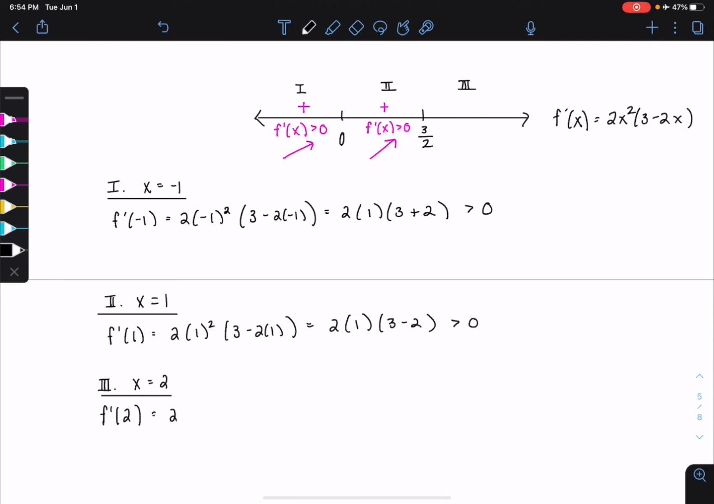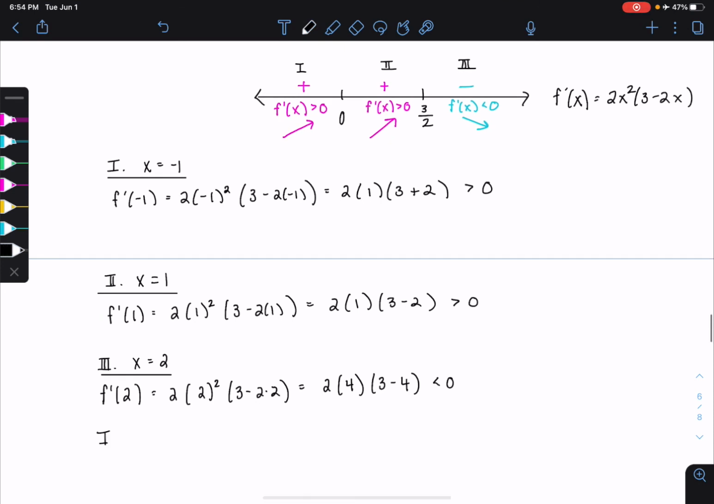If we do that, that'll be 2 times 2 squared times 3 minus 2 times 2. So that's 2 times 4 times 3 minus 4. 3 minus 4 is negative, so this thing is negative. So my derivative is negative in this interval, which immediately tells me it is decreasing.